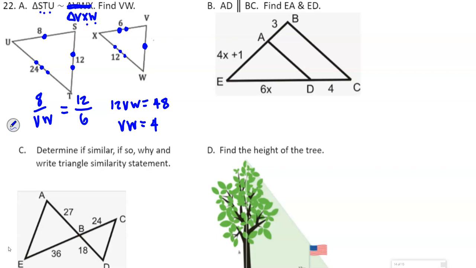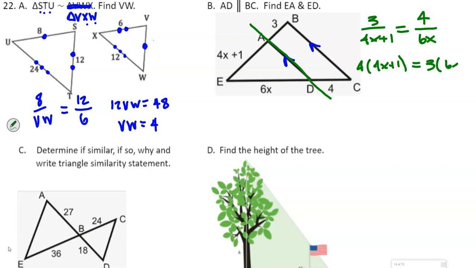Okay, so the next one says that AD is parallel with BC. This is important because if these are parallel, then we can use this. We can put a part over a part, right? So we can put the 3 over the 4x plus 1. And that's equal to the 4 over the 6x. Y'all see that green line I drew? Now we just cross multiply. So that's going to be 4 times 4x plus 1. And that's equal to 3 times 6x.